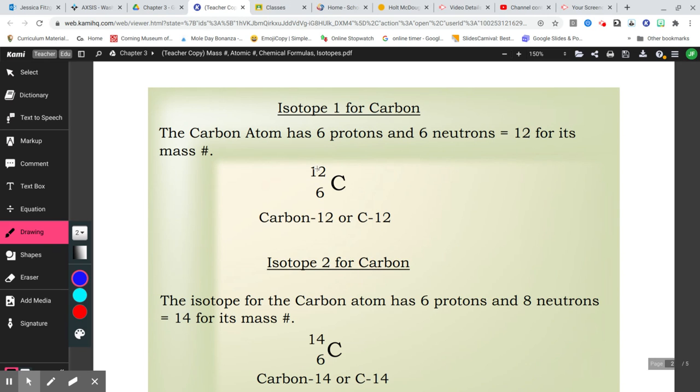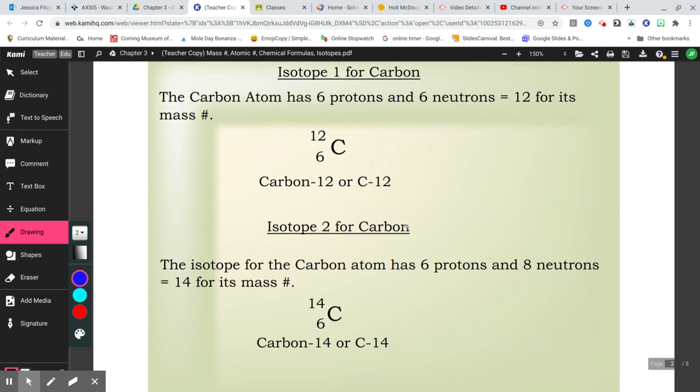nuclear symbol, we have the atomic mass or mass number in the upper left, and the atomic number, or your number of protons, in the lower left. And this is what we call the hyphenated or abbreviated name. So you could say carbon dash or hyphen 12. This is referring to the mass, or C-12, and it's read carbon-12 also.